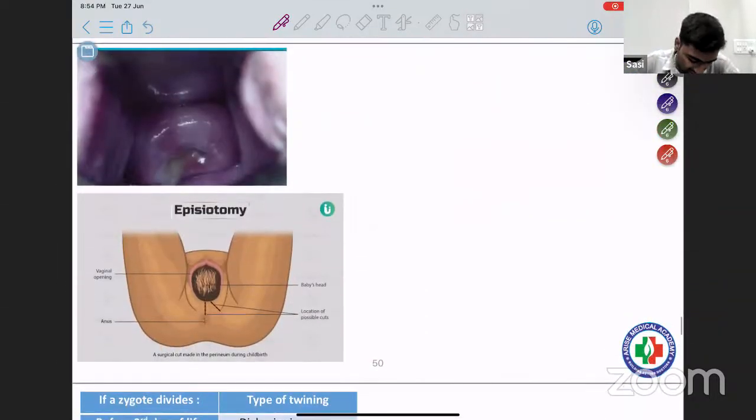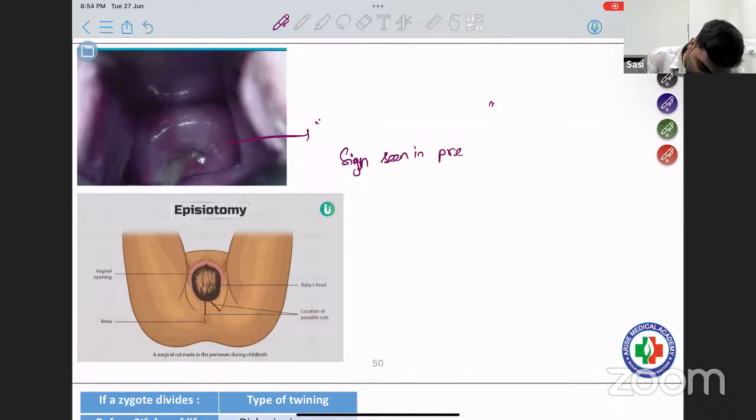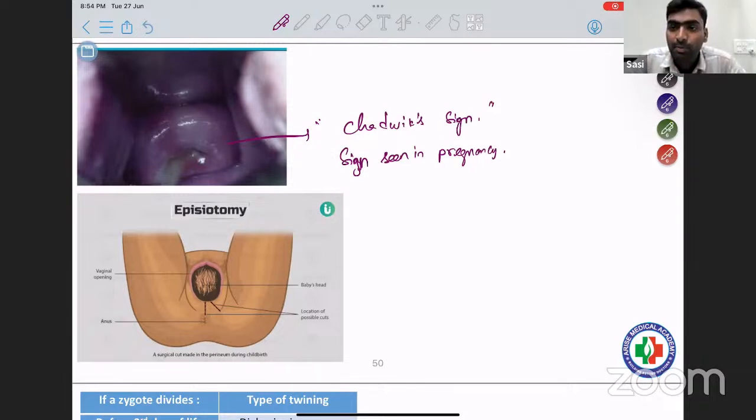Then we'll move on to just a simple sign. What is the name of this sign? You will see it is a sign of pregnancy. What is the name of this sign? It is known as the Chadwick sign, which is the purplish or bluish discoloration of the cervix and the vagina.